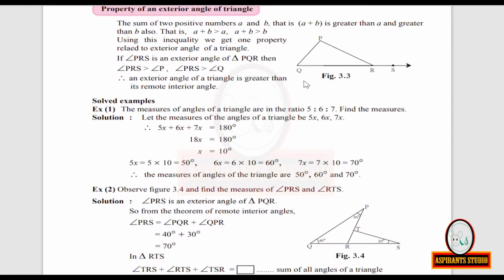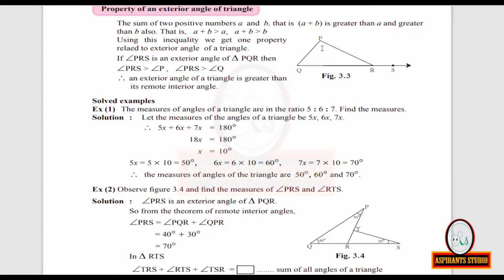Now, an exterior angle of a triangle is greater than its remote interior angle is the property of an exterior angle of a triangle. An exterior angle of a triangle is greater than its remote interior angle. Take any one remote interior angle. The measure of the exterior angle will be surely greater than the measure of this remote interior angle. I am not talking about the sum of the remote interior angles. I am taking the remote interior angles separately.